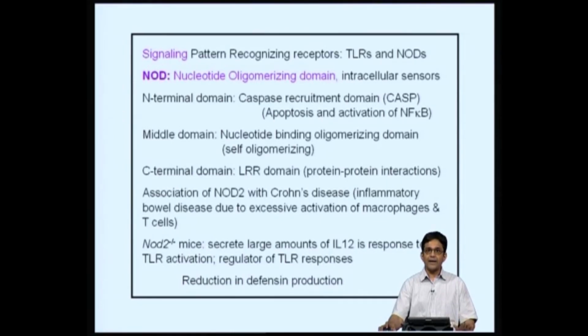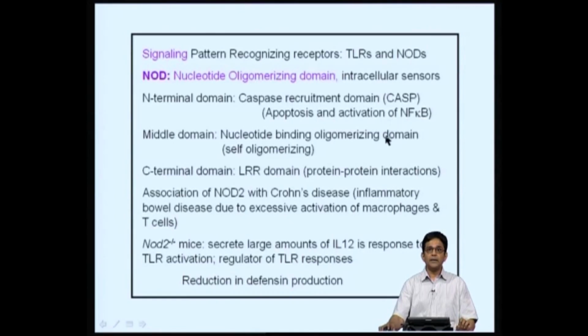And these are characterized by particular domains. So, NOD proteins contain an N-terminal domain, which contains the CARD domain or the caspase recruitment domain, which is important in apoptosis and activation of NF-kappa B. We will discuss this important transcription factor NF-kappa B subsequently.